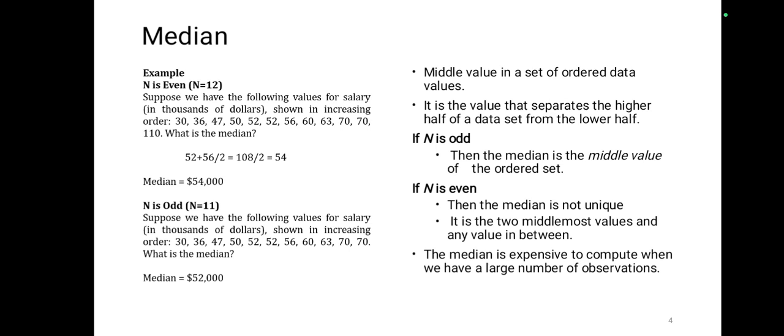So here I have the 42 plus 42. Since it is even, you have to take the two values, right? So two middlemost values you have to take. So 52 plus 56 divided by the total number of values, only two values I am taking, two middlemost, right? So I will be getting 54. So the median is 54,000.